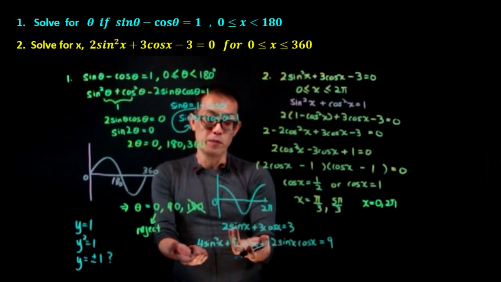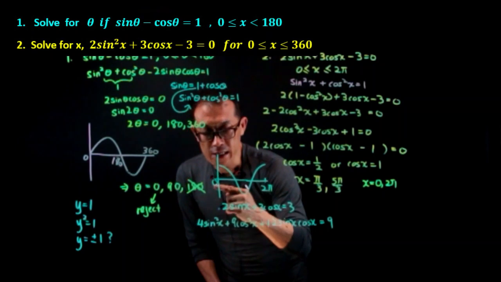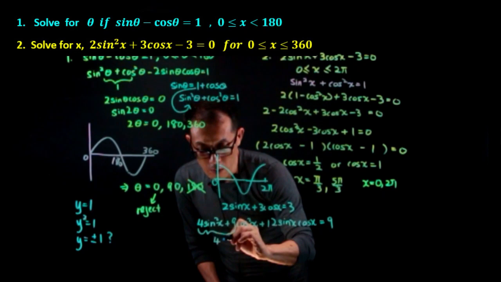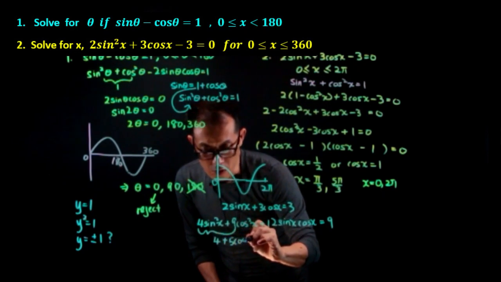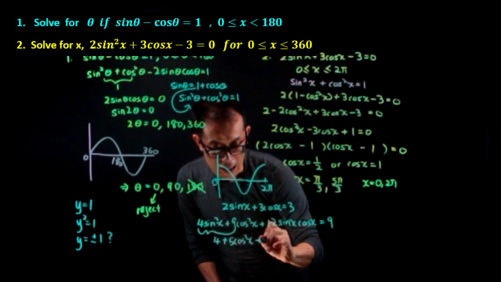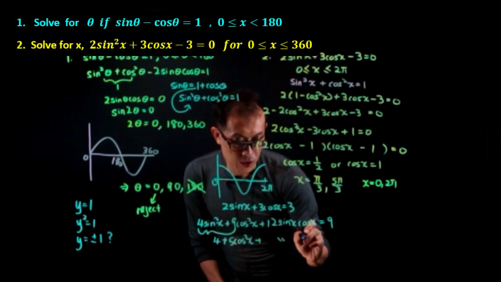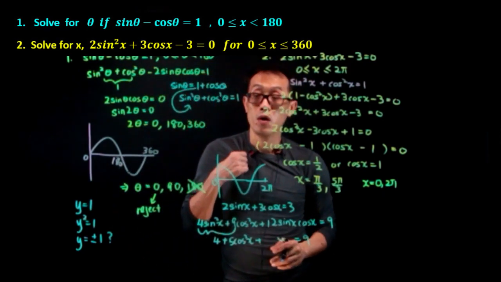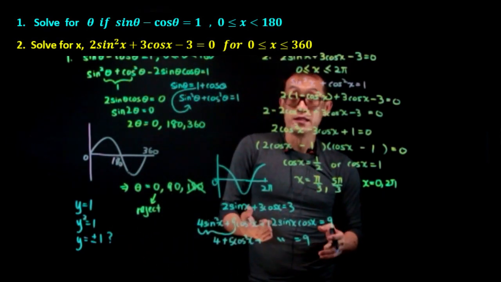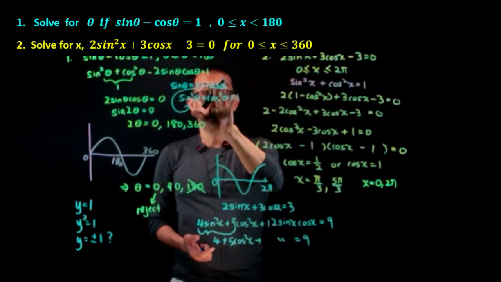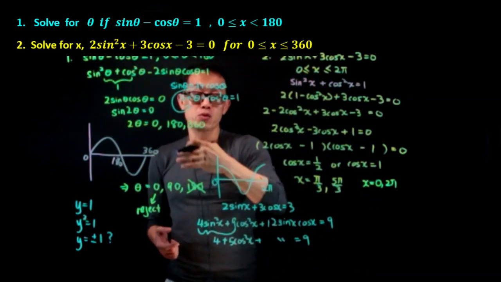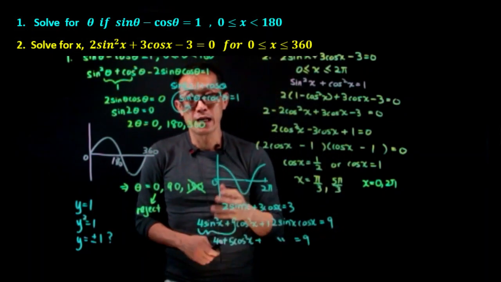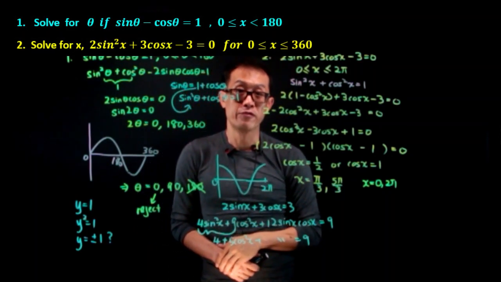Now, no matter how you group, 4 sine squared plus 4 cos squared is 4, so you have 4 plus 5 cos squared x plus 12 sine x cos x equals 9. And then you can't simplify anymore. So this is a better way, but I've shown this to you so that there are more options and you understand the topic better. Okay, let's move on to questions 3 and 4.